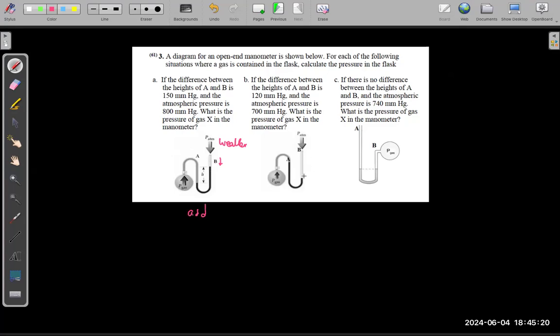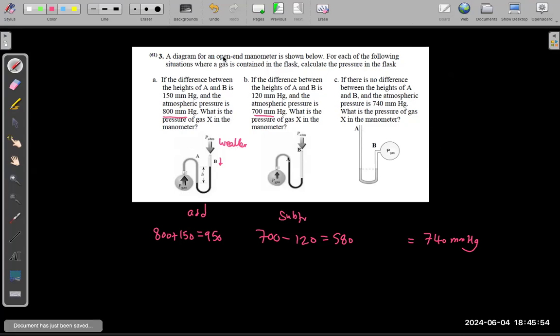If it is more, then you will subtract. This means you will subtract 700 minus 120, so it's equal to 580, and here 800 plus 150. As I told you, every time you will just look at the number because the number might change every time. If there is no difference and it is open, then it's directly equal to the atmospheric pressure, so it is equal to 740. Don't say 760. Don't assume it is 760, while in fact it's not 760, it is 740 according to the question.